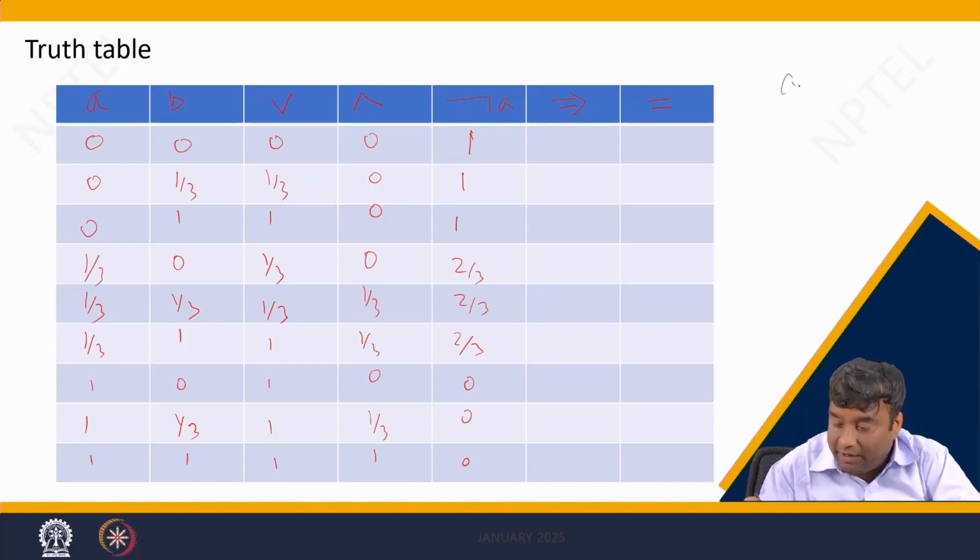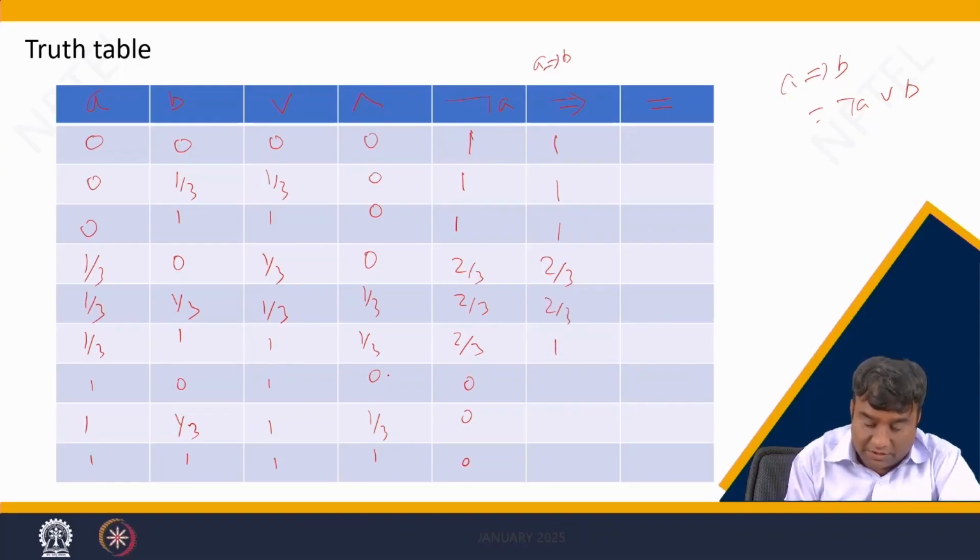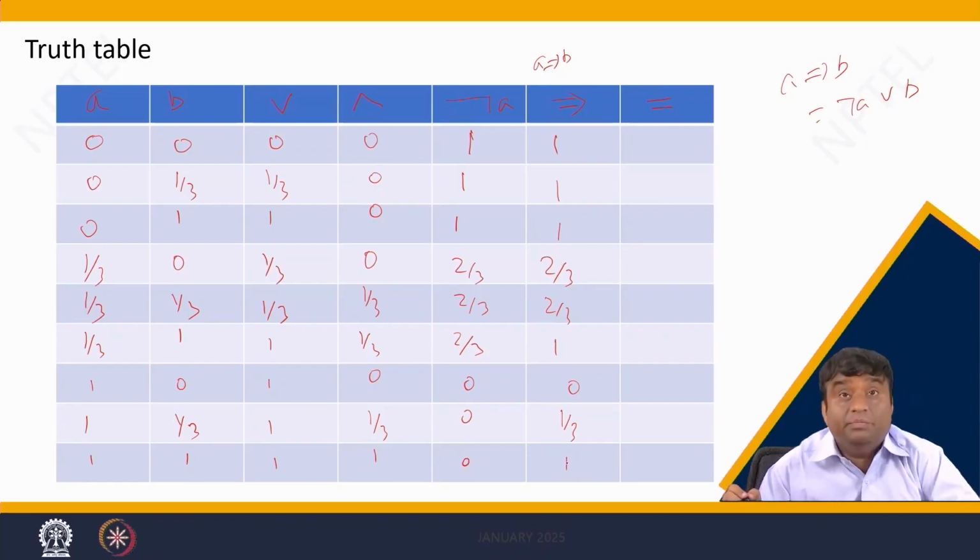Now A imply B. The meaning is not A, maximum B. So not A is 1, the maximum of 1 and 0 is 1, 1 and 1/3 is 1, 1 and 1 is 1. 2/3 and 0 is 2/3, 2/3 and 1/3 is 2/3, 2/3 and 1 is 1. Then the maximum of 0 and 0 is 0, 0 and 1/3 is 1/3, 0 and 1 is 1. So that is A imply B.